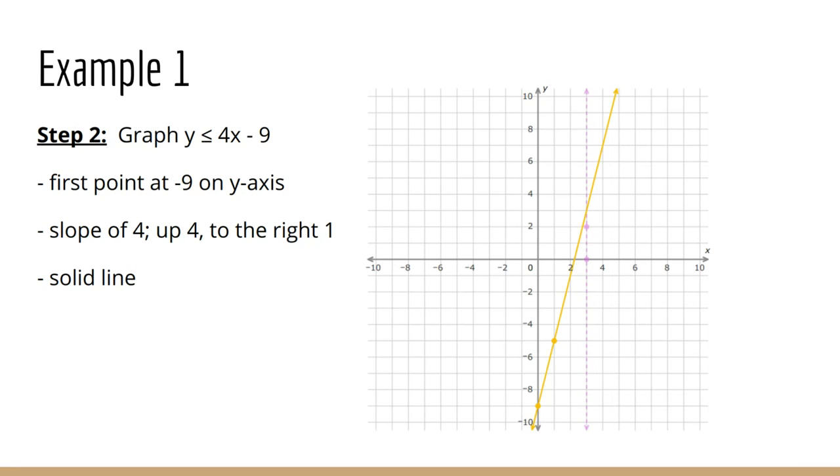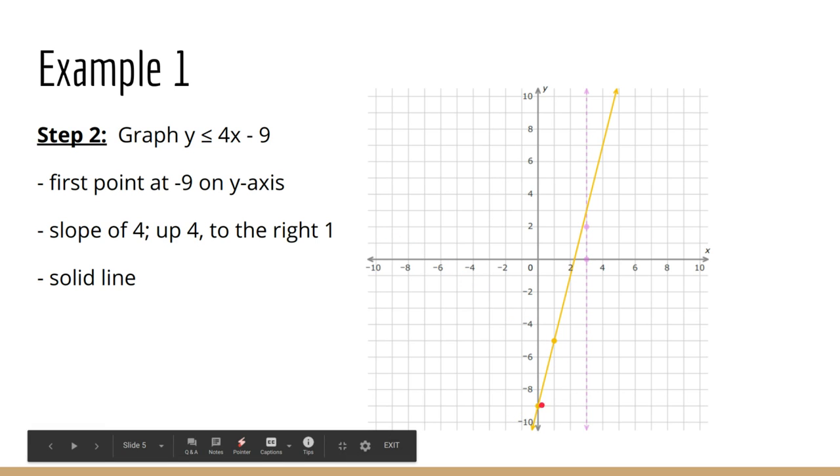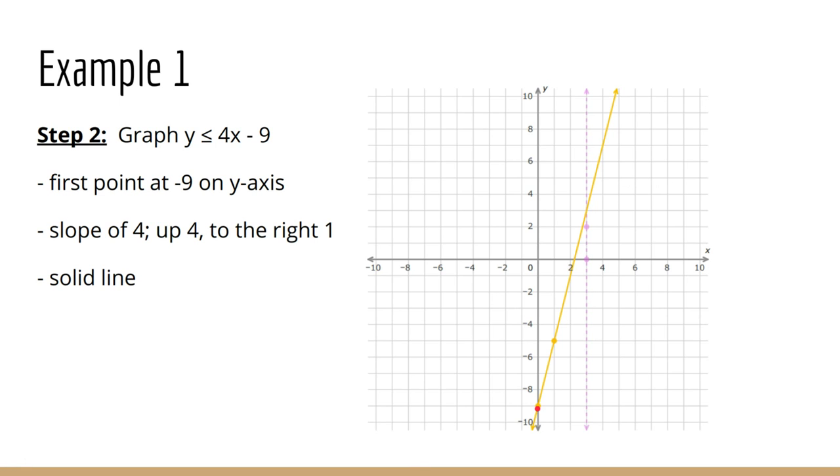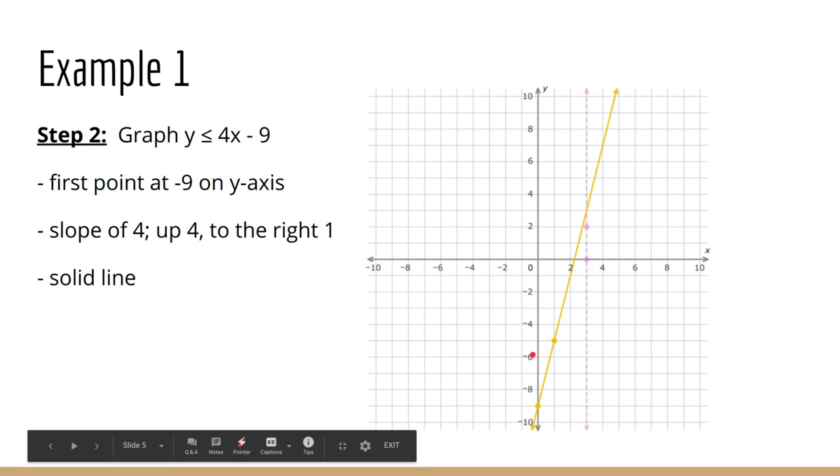All right, so then we're going to go ahead and graph our second line on the same exact graph. So we have y is less than or equal to 4x minus 9, where b, my y-intercept, is negative 9, and my slope is positive 4. So the first thing that you're going to do is put your point at negative 9, which is right here. We're going to put this point on our y-axis, and my slope is 4. It's right in front of that x. So you're actually going to be moving up 4 units and to the right 1.